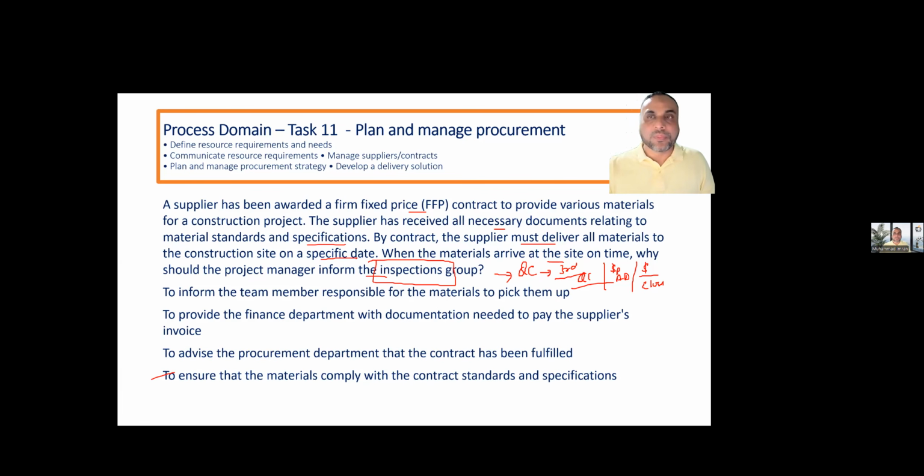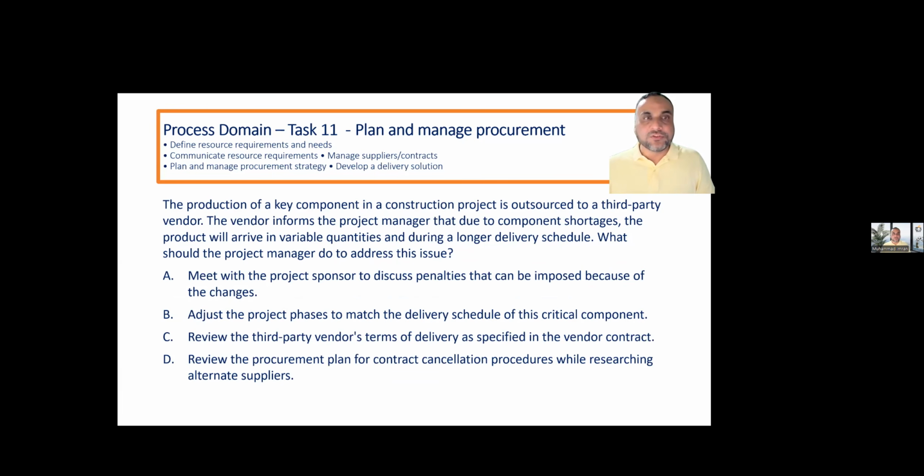Very good. Next. The production of a key component in a construction project is outsourced to a third-party vendor. The vendor informs the PM that due to component shortages, the product will arrive in variable quantities and during a longer delivery schedule. What should the project manager do to address this issue? Meet with the sponsor to discuss penalties that can be imposed because of the changes. Why will you meet with the sponsor for this? To discuss penalties, you have to sit with the executives of your organization.